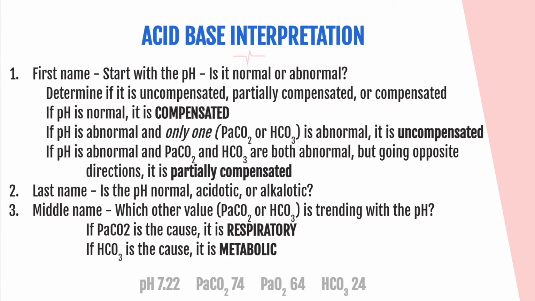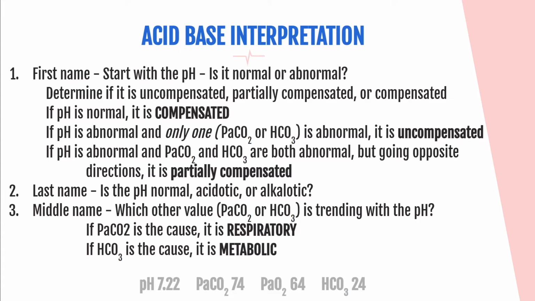So let's look at our example here. We have a pH of 7.22. Is it normal? No, it's not normal. A pH of 7.22 is not normal. And because it's not normal, the first name is going to be what? Is it going to be compensated or uncompensated? An abnormal pH will buy you a first name of uncompensated. So awesome. We have our first name.